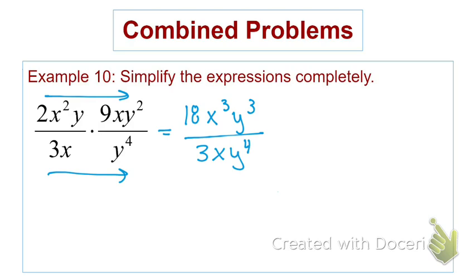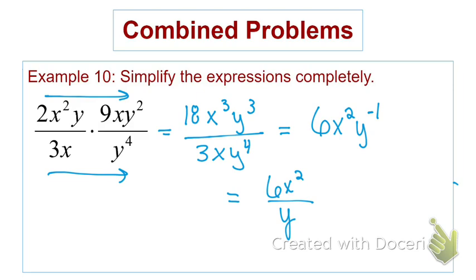Then we're looking for things that we can simplify. So we've got 18 divided by 3. We've got x cubed divided by x is x squared. And y cubed divided by y to the 4th. Remember, that is where you would subtract the exponents. So 3 minus 4 is negative 1. And then when you have a negative exponent, it goes to the opposite place in the fraction. So it was in the numerator, it now goes to the denominator and becomes positive.